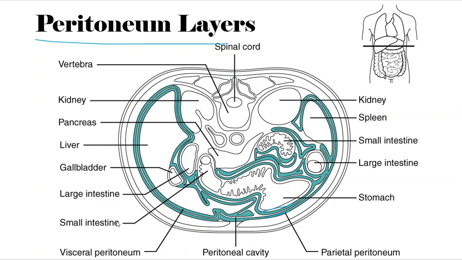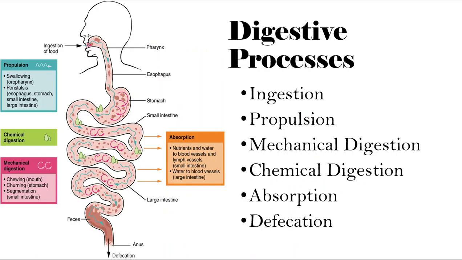And in between, we have a space. It's not a real big space. It's more what they call a potential space. It's lined with fluid, just like in the lungs and in the heart. Because these organs do move, even though they're tacked to the back wall, they do have movement. And so in order to maintain a frictionless environment, we have that there.